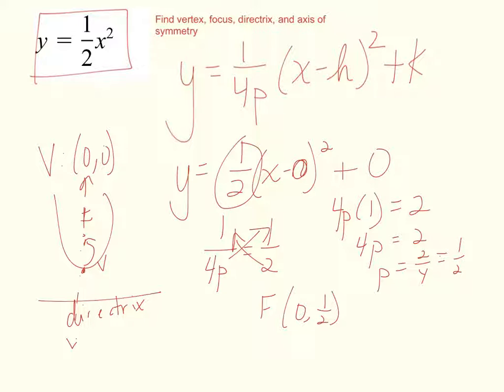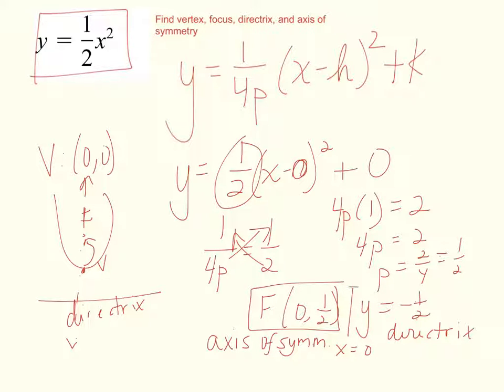My directrix is the equation y equals negative 1/2, because that's also the distance from the vertex to the directrix. So this is your equation of the directrix. And my axis of symmetry is always the h of the vertex, so that means that it is going to be x equals 0. And there you have all four things. You have your focus, your directrix, your axis of symmetry, and your vertex.